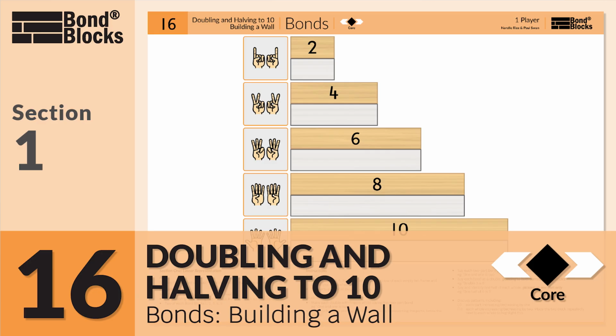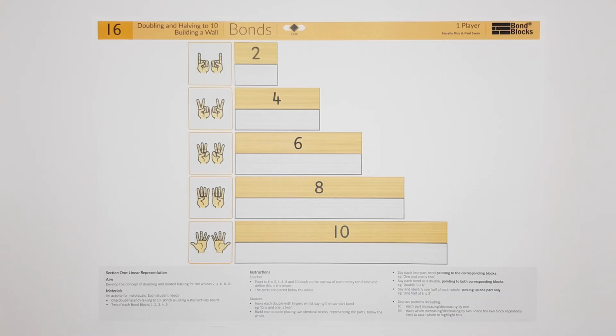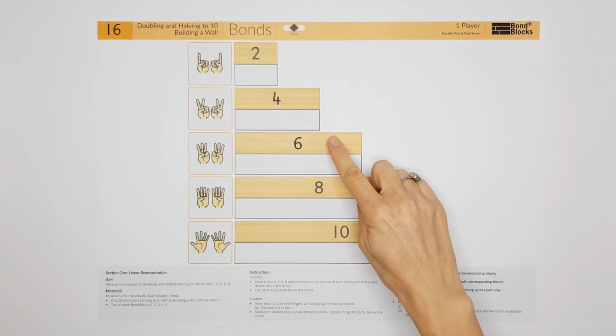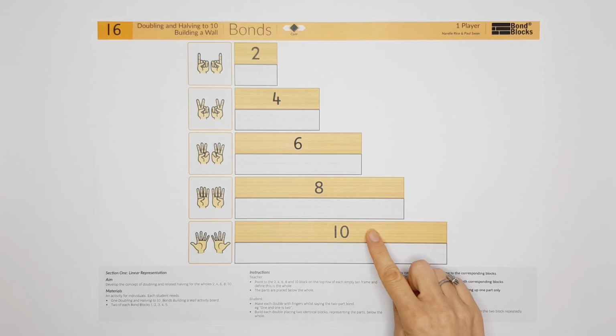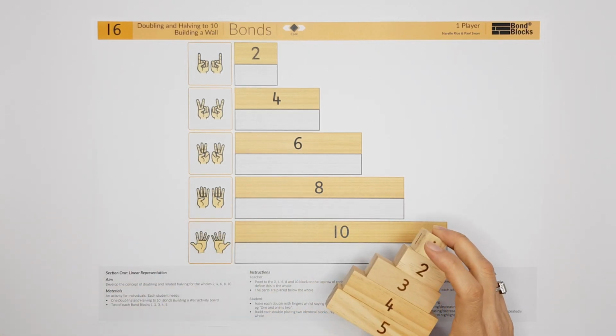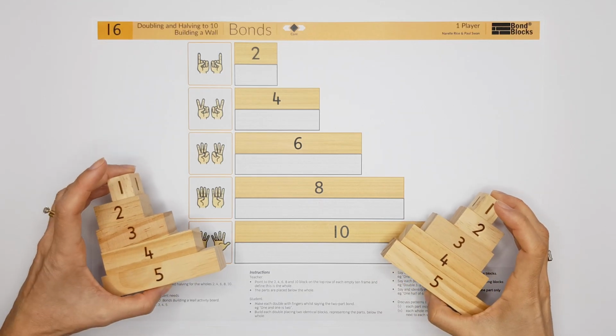Welcome to Activity 16. In this activity, we will be developing the concept of doubling and related halving for the wholes of 2, 4, 6, 8 and 10. To complete this activity, you will need 2 of each block from 1 to 5.